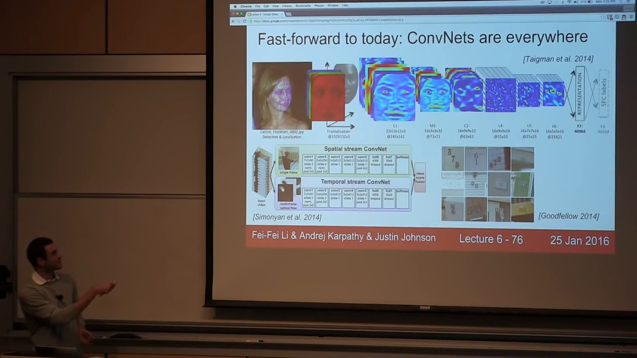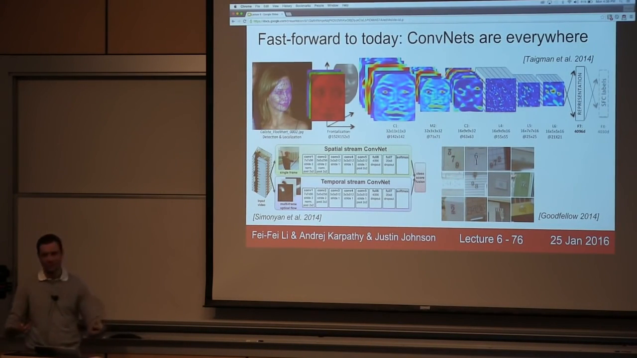ConvNets are identifying faces. If some of your friends are tagged on Facebook automatically, it's almost certainly, I would guess at this point, a ConvNet. They're used on video classification on YouTube, identifying what's inside YouTube videos. They're used in a project from Google that was very successful, where Google was really interested in taking Street View images and automatically reading out house numbers from them. Turns out this is a perfect task for a ConvNet.